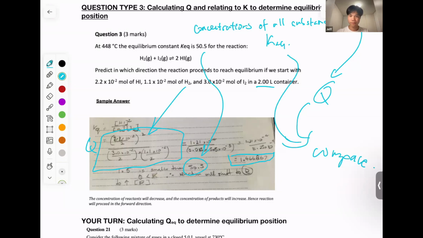Any questions there? Finding Q, comparing to K, figuring out are you shifting to the left or right.